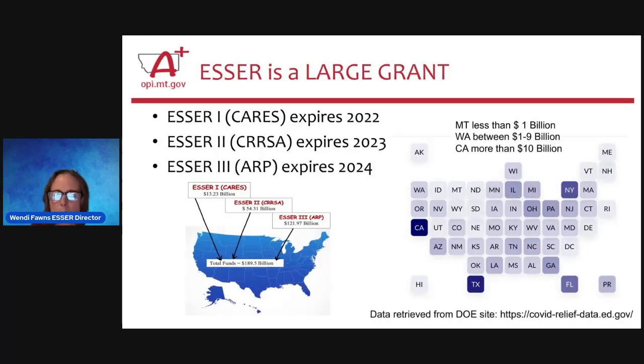To start with, I want to explain that ESSER is a large grant, so it carries with it all the requirements of a grant. This is just a visual to give you an indication of the three grants under ESSER that we were given as a state. There was ESSER 1, CARES, and that expired this year. There was ESSER 2, CRRSA, that expires in September of 23. And we had ESSER 3, ARP, which expires in 2024. A significant amount of funding was provided across the United States. The square boxes on the right-hand side demonstrate how that funding was broken up in general.